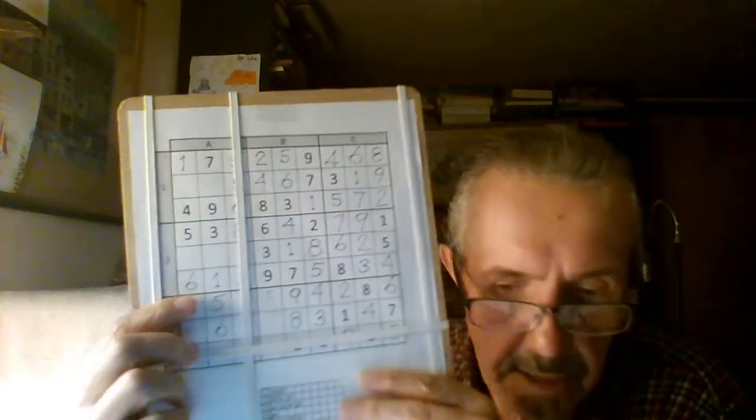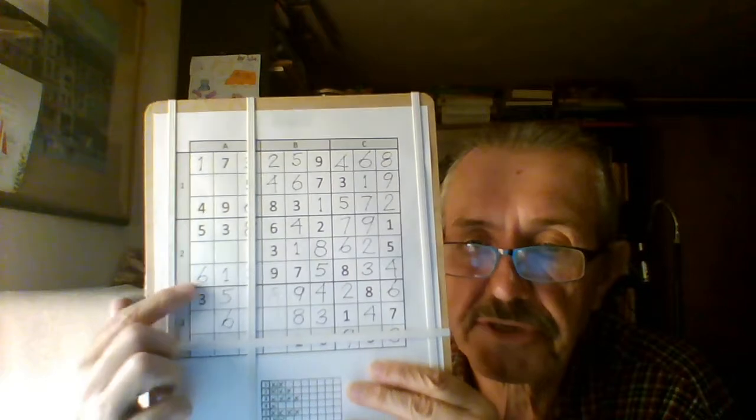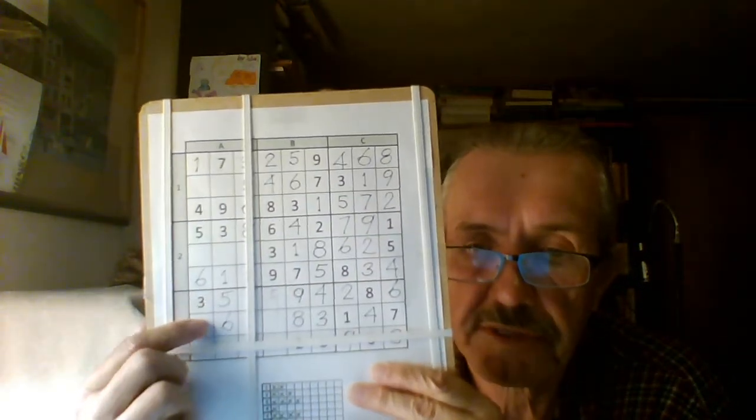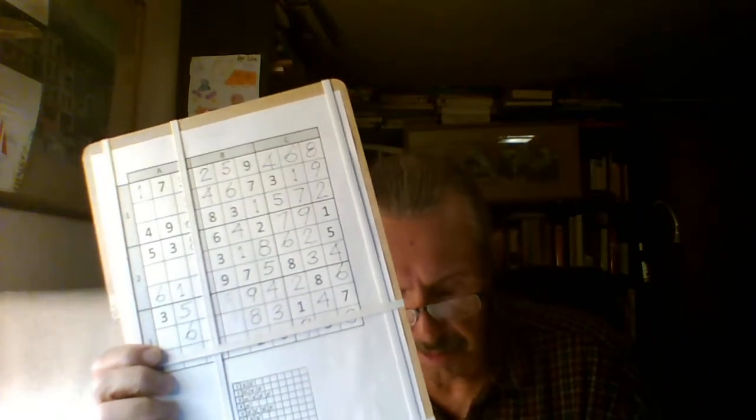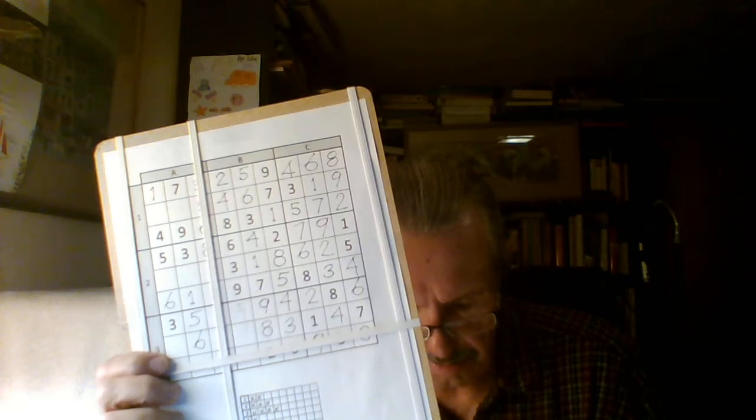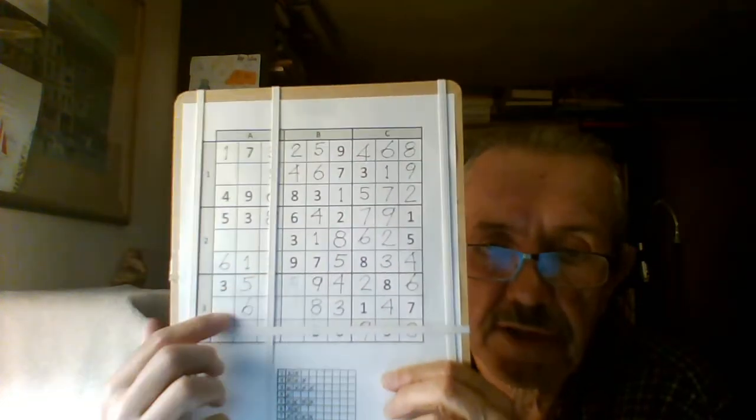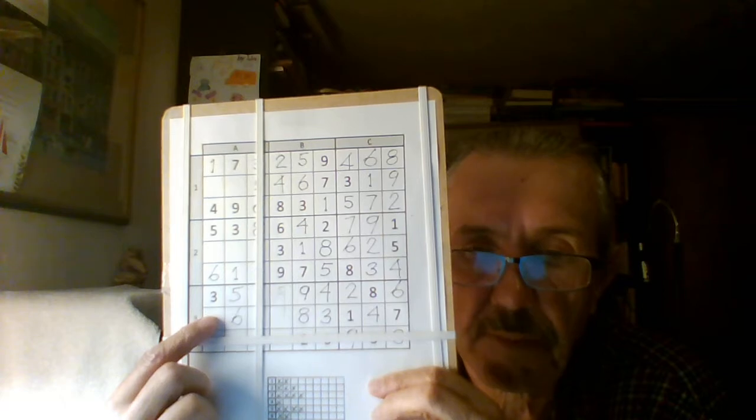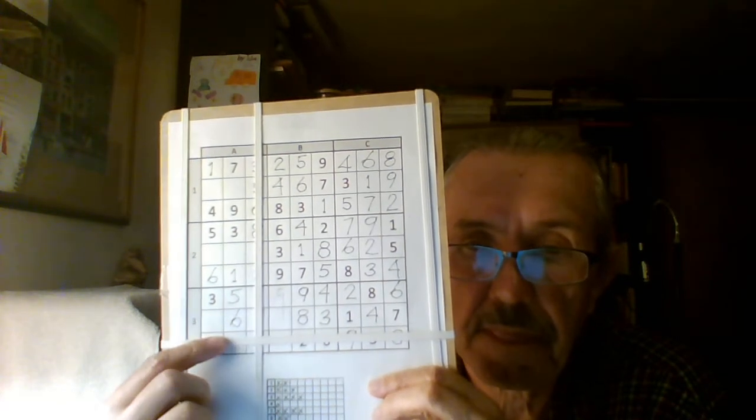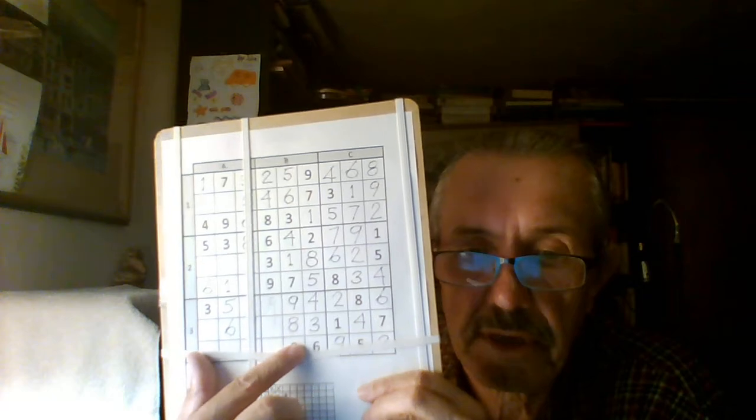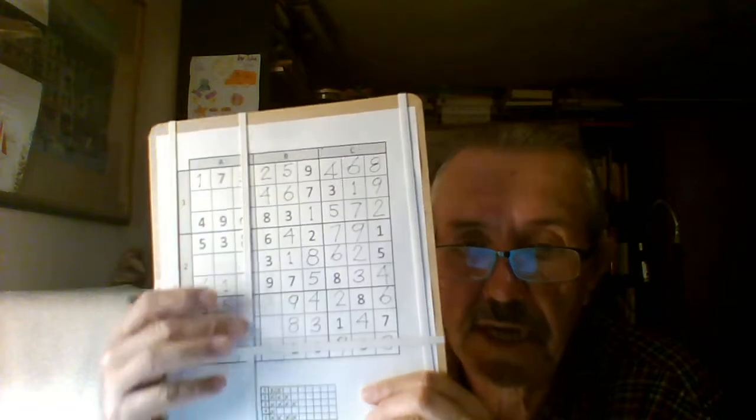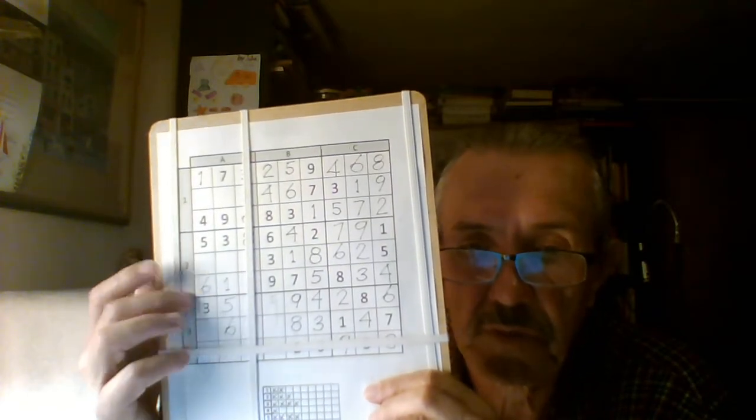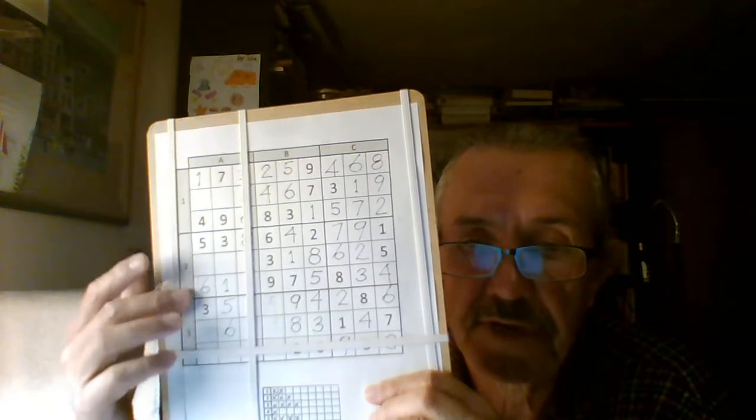A3 location 4 is over there. This location will be for number 2. As you see in this row, number 2 already exists, and this row number 2 already exists. There's one available space for number 2 in square A3 over there.